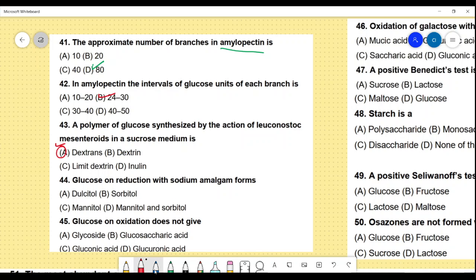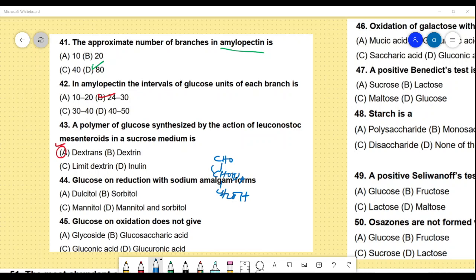Now the next question is glucose on reduction with sodium amalgam, and this is there for you. Glucose on reduction with sodium amalgam forms: A, dulcitol; B, sorbitol; C, mannitol; D, mannitol and sorbitol. I think you can recollect this reduction with sodium amalgam. I have seen this. This is the CHO part, and then you have CHOH 4 times, and then you have got a CH2OH.